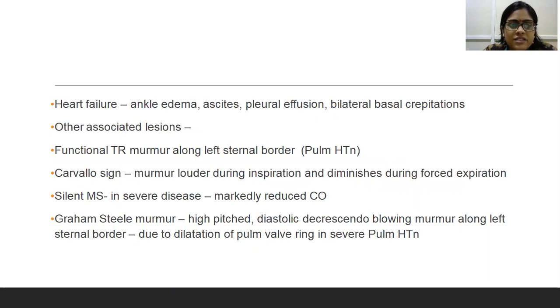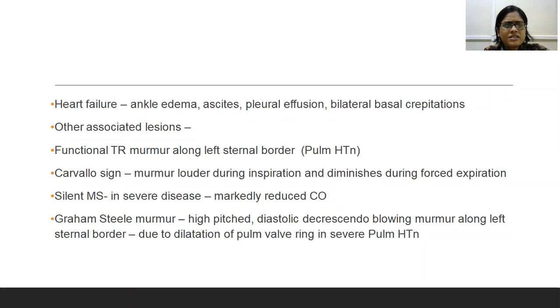Other associated lesions: patient can have a functional tricuspid regurgitant murmur as a result of severe pulmonary hypertension. You have something called a Carvallo sign, wherein this tricuspid regurgitation murmur becomes louder during inspiration and diminishes during forced expiration.